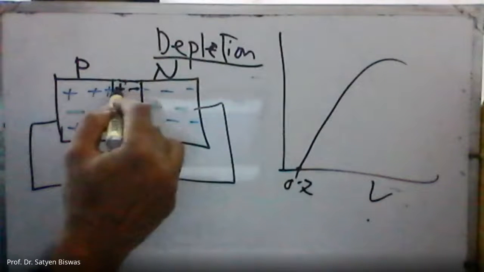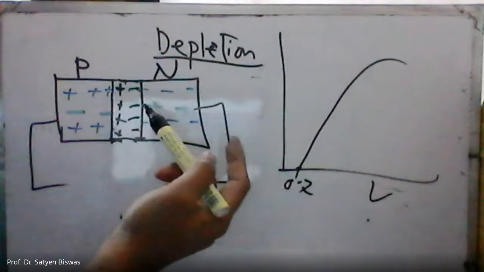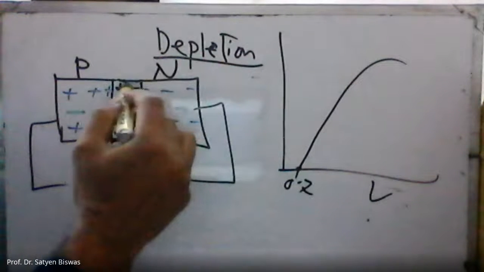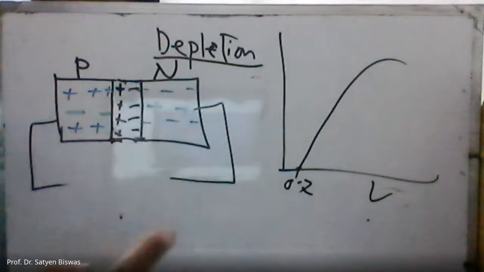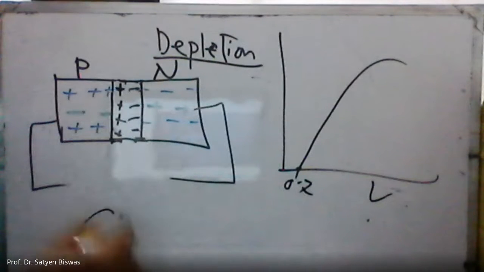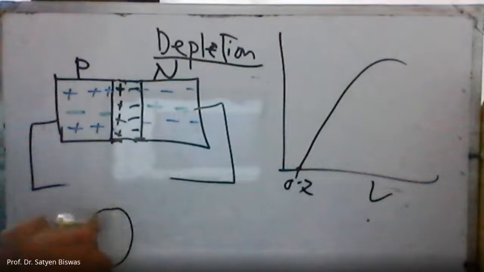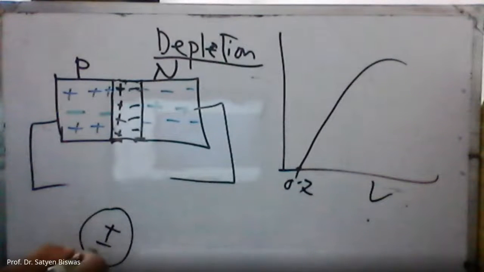When they recombine, they will be neutralized, right? But what will happen? When they recombine, they leave some ion, the opposite ion. Let's say this is the whole atom, and the whole atom has positive and negative. This is a neutral atom. A neutral atom has holes and electrons, but when these holes go away, what is left?